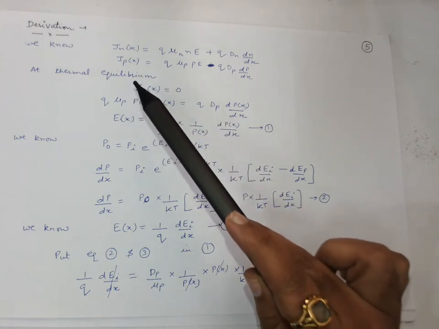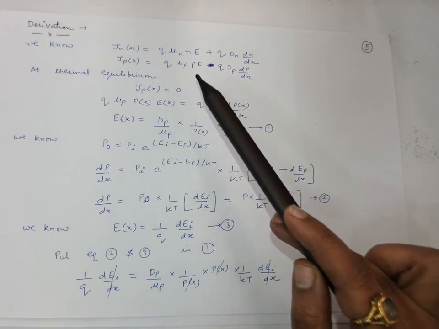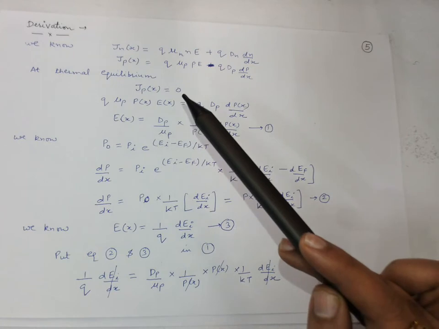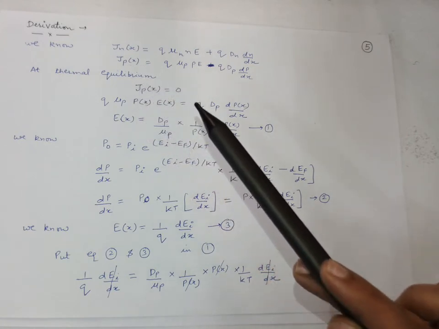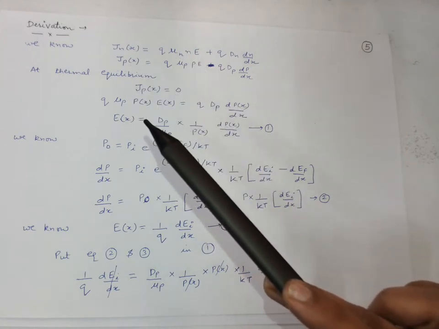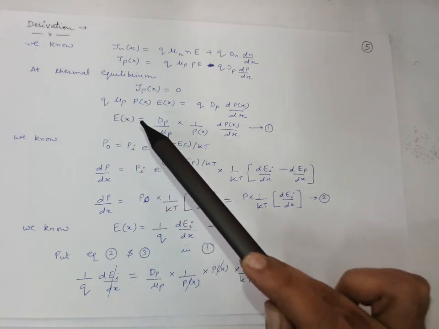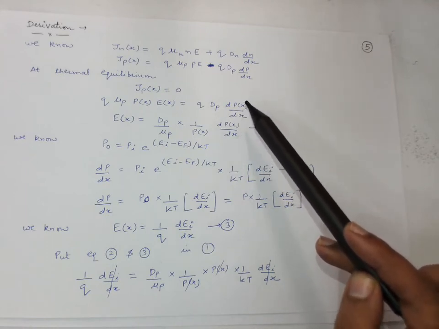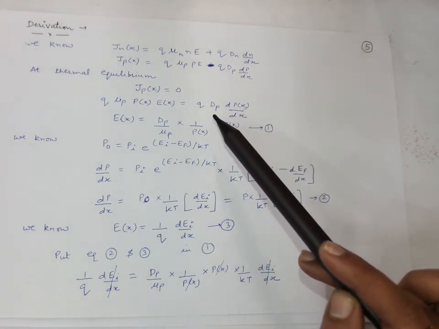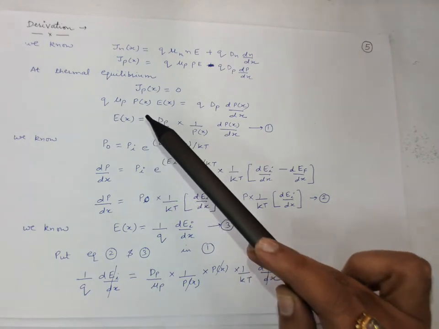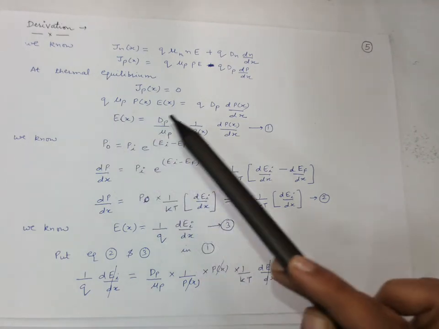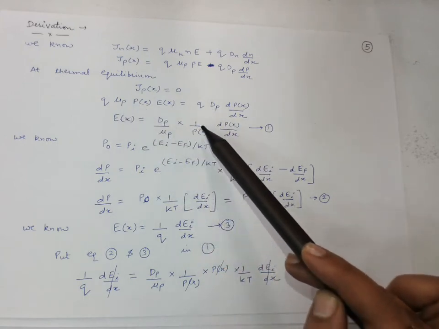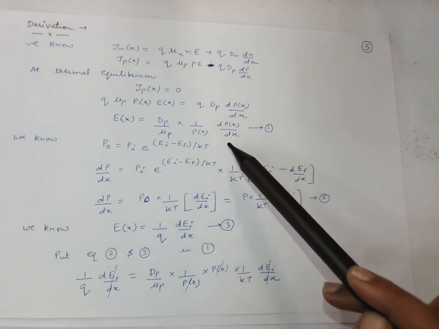Now suppose I take this relation, Jpx is equal to q mu p px Ex minus q Dp dpx by dx. I put Jpx equal to 0 in this expression. What happens? This comes to the left hand side. So q mu p px Ex is equal to q Dp dpx by dx. I have put a suffix x here to give you an idea that this is a function of distance. From here q cancels with q. Dp upon mu p comes down, and it is 1 upon px dpx by dx.